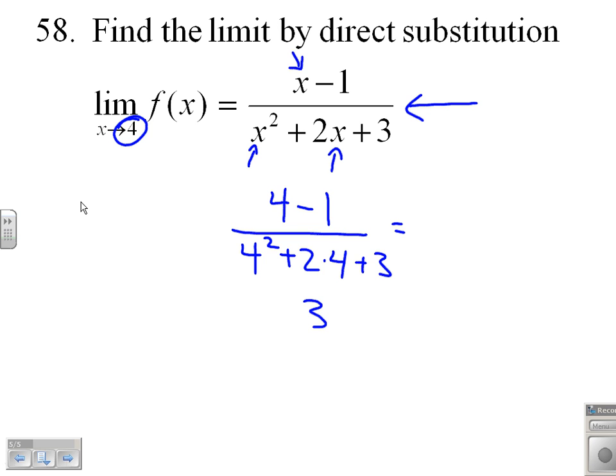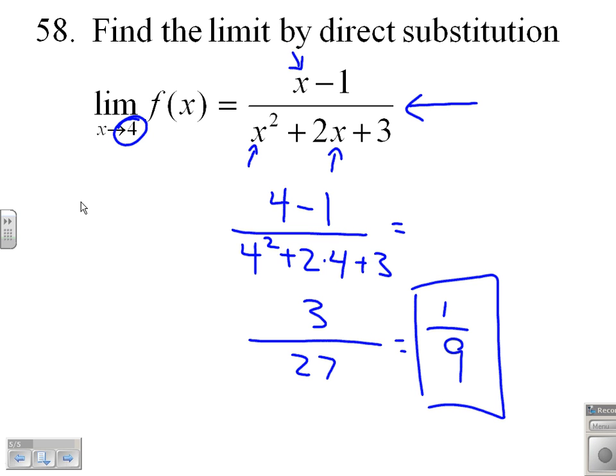And I get 3 on, let's see, 16 and 8, 24, 27, or 1/9. And direct substitution yields that this is 1/9. And you may be asking, do we know that that's the right hand and left hand behavior as it's approaching 1/9 from the left and right? And I'm going to claim yes, because I have a background in graphing rational functions. And the only time there's a jump and they're not in consensus is when we cross an asymptote. And there is most definitely not an asymptote at 4. So the limit of f of x as x approaches 4 is 1/9.